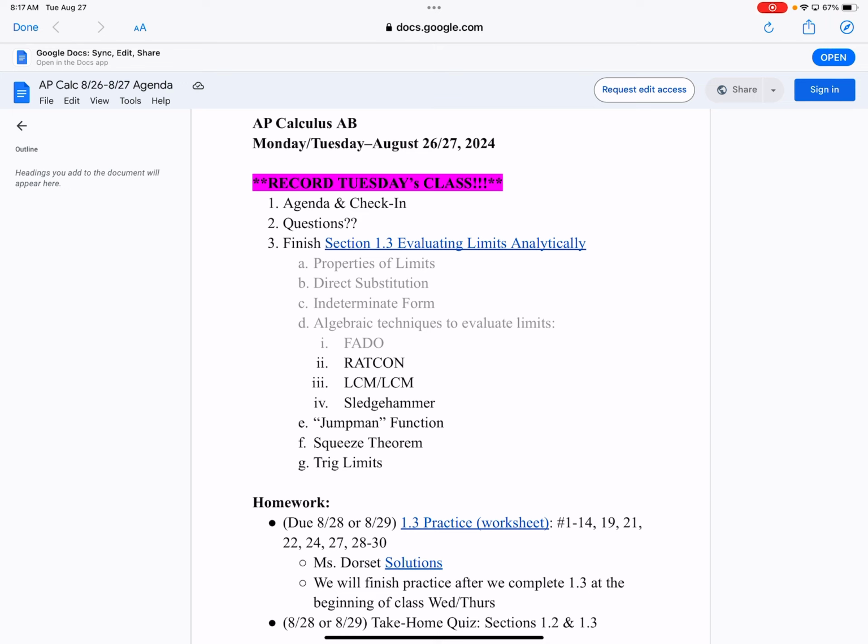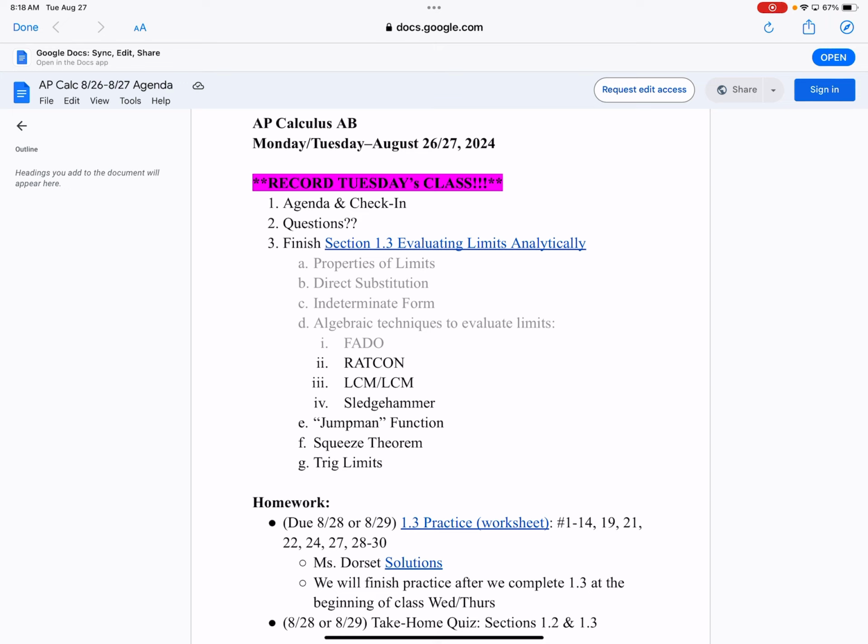For today wasn't going to happen. So we will get through squeeze theorem. We're going to save trig limits for the very beginning of next class. Remember how I originally was going to give you guys a quiz next class on 1.2, 1.3. I ended up changing that anyways because there's a fire drill happening for tomorrow and whatnot.